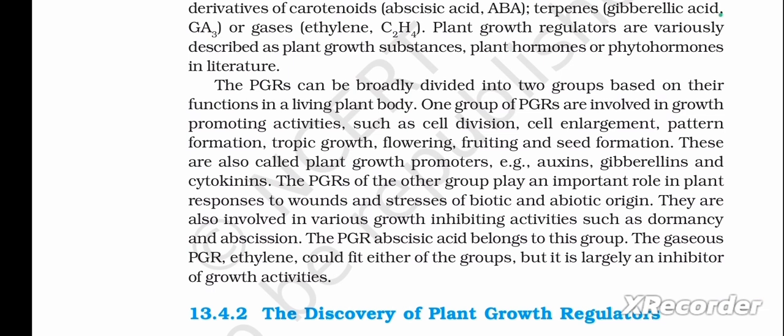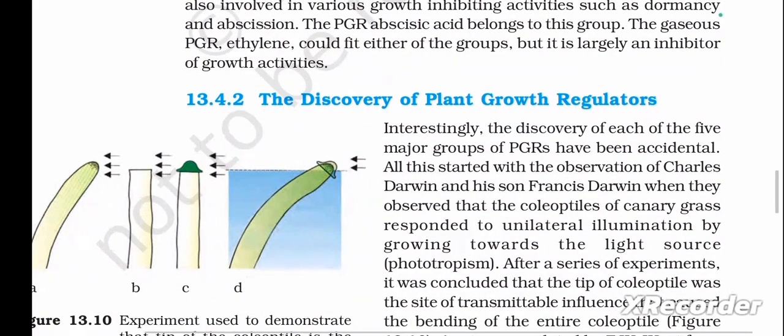The PGRs of the other group play an important role in plant responses to wounds and stresses of biotic and abiotic origin. They are also involved in various growth inhibiting activities such as dormancy and abscission. The PGR abscisic acid belongs to this group. The gaseous PGR ethylene could fit either of the groups, but it is largely an inhibitor of growth activities. Next is 13.4.2, the discovery of plant growth regulators.